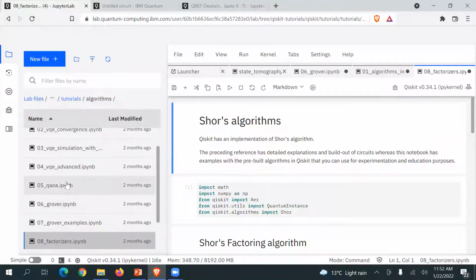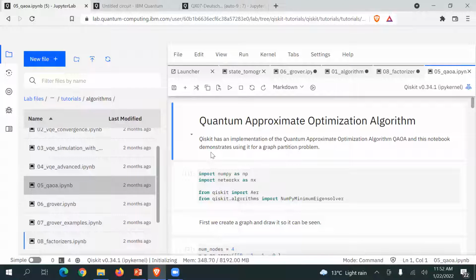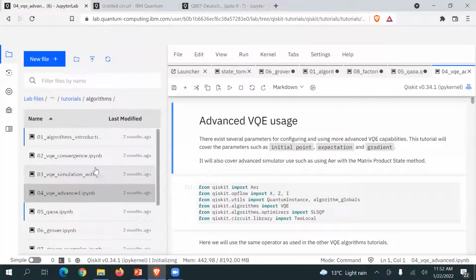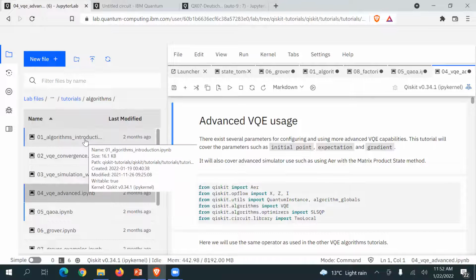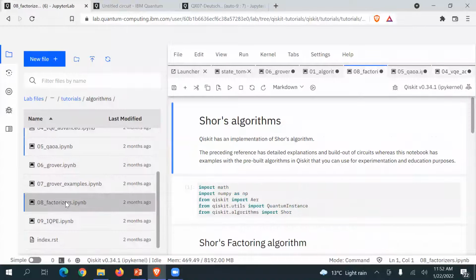Grover's algorithm, Shor's algorithm, and this is the quantum approximation algorithm. This is VQE usage. This factorizer is Shor's algorithm.